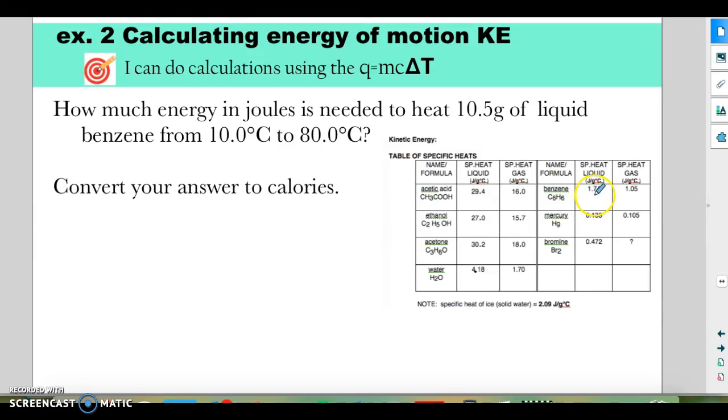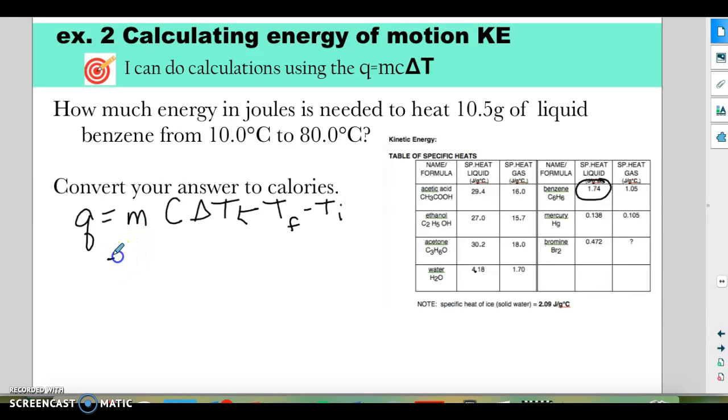For this question, we're dealing with benzene, and it is liquid benzene. So this is the value that we're going to use. Q is our energy. Mass has to be in grams, then specific heat. And then our change in temp is always going to be the final temperature minus the initial. Sometimes you do get negative values, and then you get a negative Q, which means that the energy is being released from the system into the surroundings.